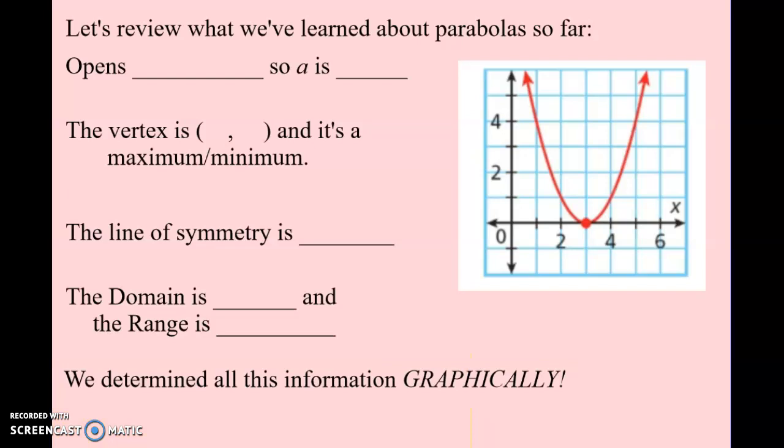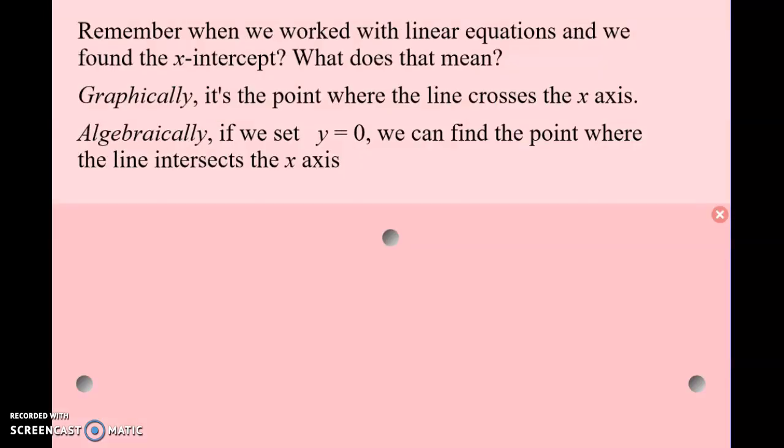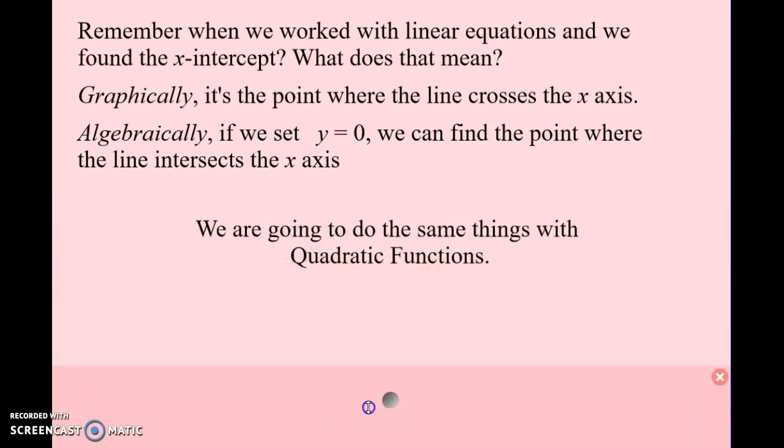Everything that we've determined about this parabola has been done from the graph. We're going to continue in that vein, just looking at graphs of parabolas. Remember when we worked with linear equations and we found the x-intercept? What did that mean? Well, graphically it meant the point where the line crossed the x-axis. Algebraically, though, it meant that if we set y equal to 0, we can find out the point where the line intersected the x-axis. We're going to do the same thing with quadratic functions.